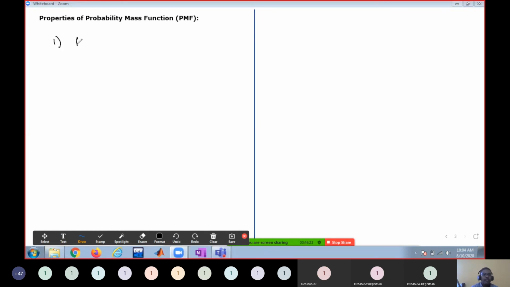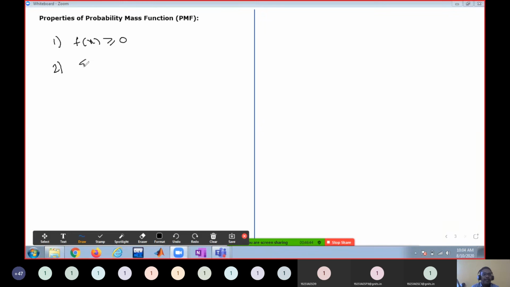f of x should always be greater than or equal to 0. That is obvious, right? Probability should never be negative. f of x is nothing but the probability value only, no? So f of x should never be negative.